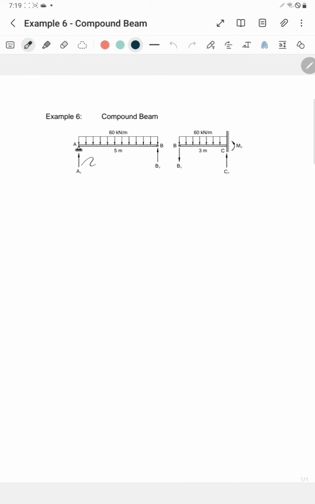So in-assume natin na yung reaction at A is upward, reaction at C is upward, moment at C is upward, so para positive. So ang assumption lagi, every unknown dapat assume na positive. Then para sa internal hinge, mayroong lilitaw na internal force. So kung in-assume natin sa segment AB na ang BY is upward, then para naman sa segment BC, then BY naman is downward.